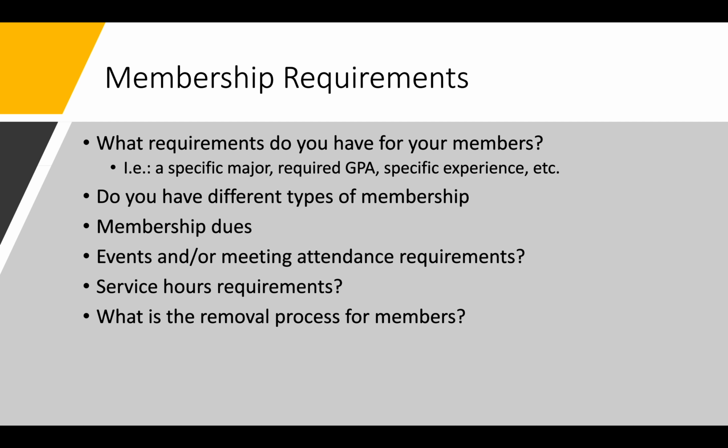Okay, so we'll move on to membership requirements. Again, this can be any article number that you choose. On the template here, it's Article 3. If you want to move it to Article 4 or Article 5, you're welcome to do that. It doesn't really matter. So requirements for your members.